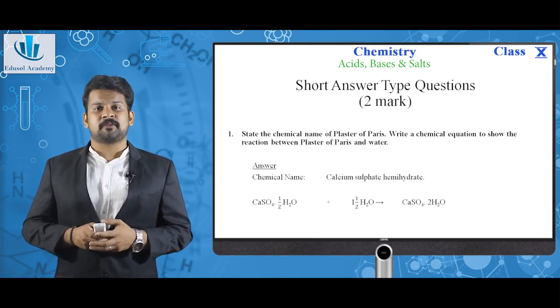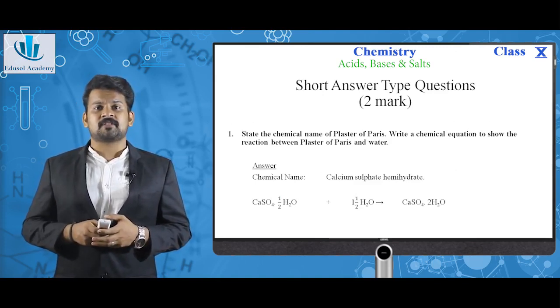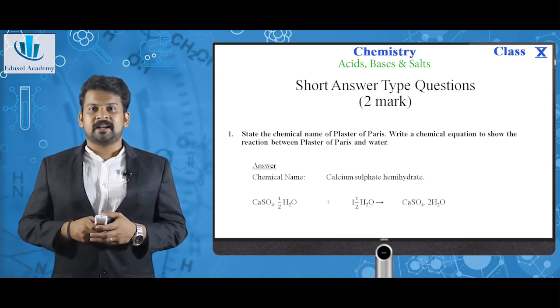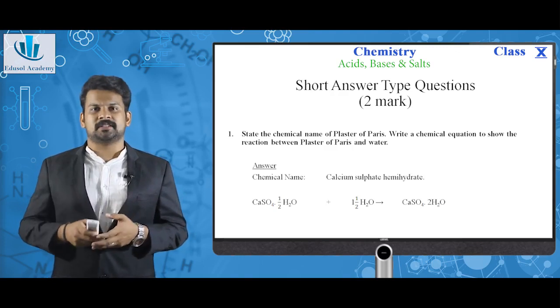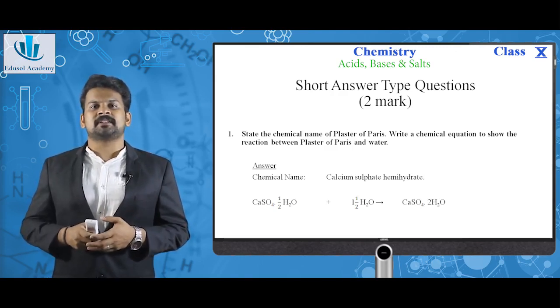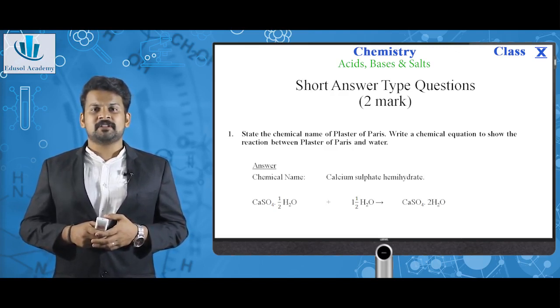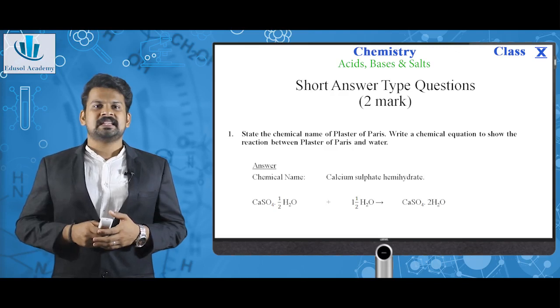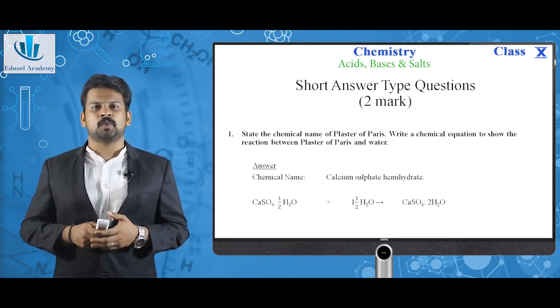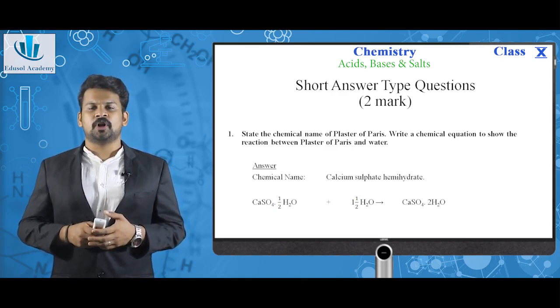Next, short answer type questions, 2 marks. State the chemical name of plaster of Paris. Write a chemical equation to show the reaction between plaster of Paris and water. Plaster of Paris is calcium sulfate hemihydrate. When it reacts with water, it again forms gypsum. CaSO4·1/2 H2O plus 1.5 H2O gives CaSO4·2H2O. This is gypsum.